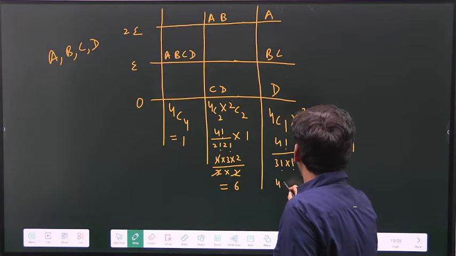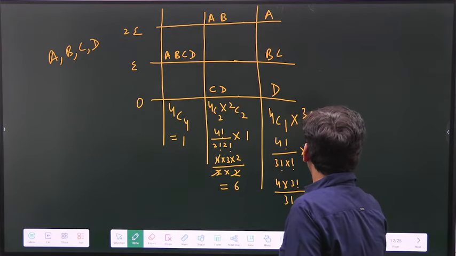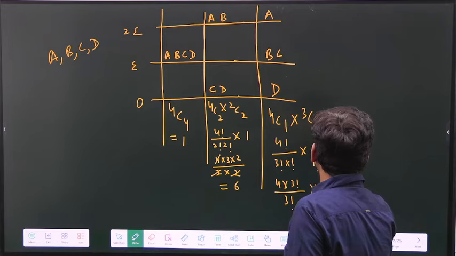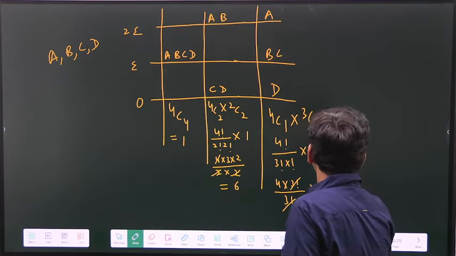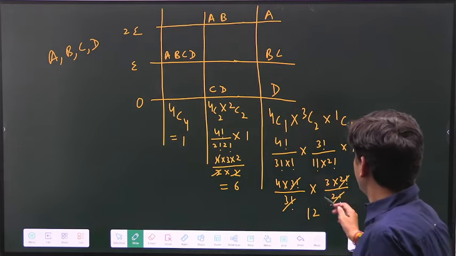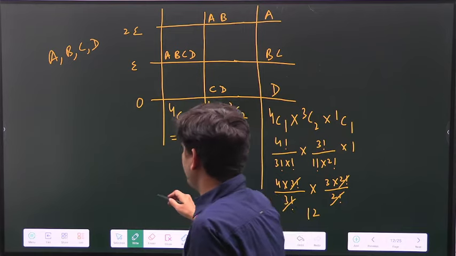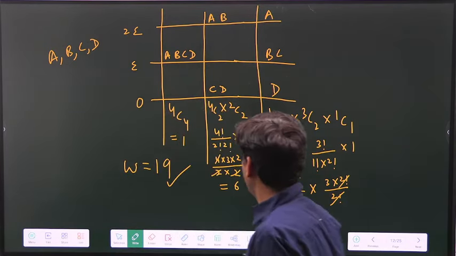So this will be 4 into 3 factorial upon 3 factorial into 3 into 2 factorial upon 2 factorial. So this is gone and this is 12. So 12, 6, 18 and 1, 19. So the number of microstates is 19.